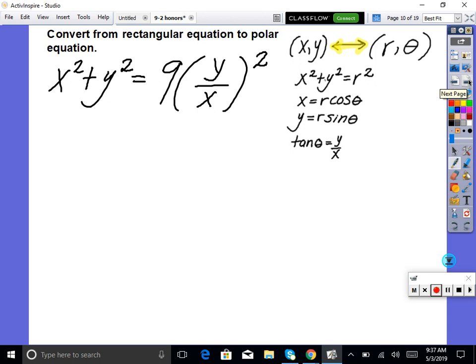Okay, let's do this one. It says convert from a rectangular form, which makes sense, that has x and y's, to instead the polar form. So we need to get rid of our x and y's and have only r's and thetas.